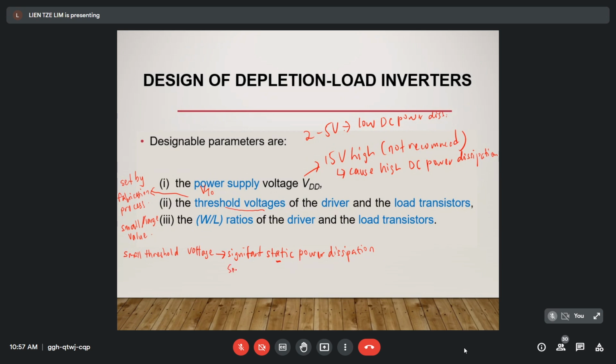It will also cause a small noise margin. So we cannot set the threshold voltage too small. We must set it with a relatively larger value. How we set it is by determining what materials need to be used when we do the fabrication. And then the next one is the width over length ratio, the width over length ratios of the driver and the load transistor.